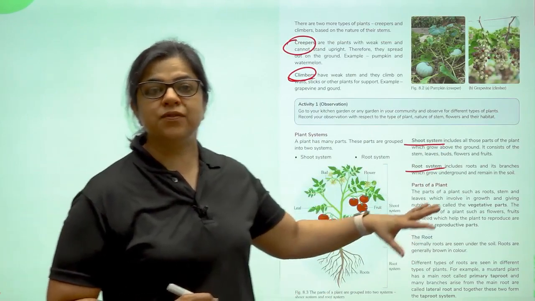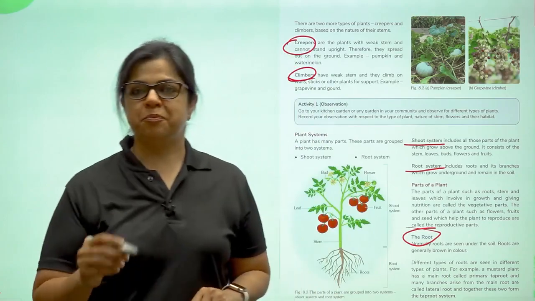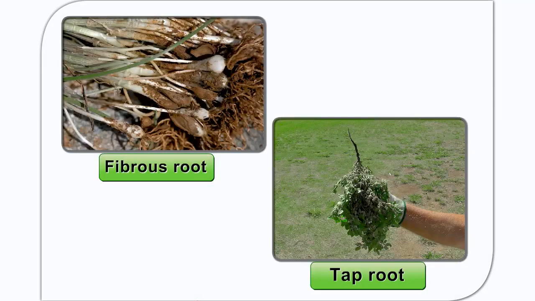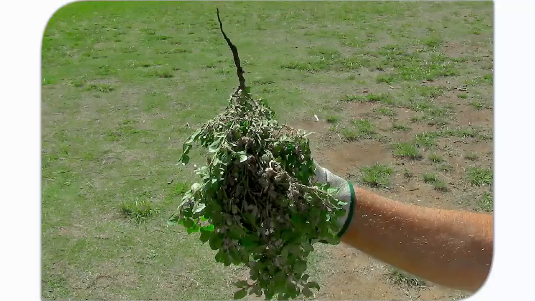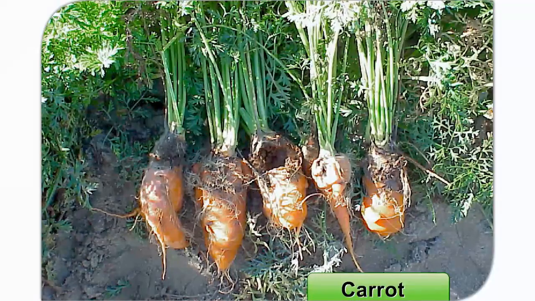Now let us dive deep to understand the root of the plants. You have learnt that plants have a shoot system and a root system. Plants have two kinds of roots, fibrous roots or tap roots. In tap roots, a thick, long root grows vertically downwards into the soil and several lateral roots grow from it. Plants like gram, pea, mango and carrot have tap roots.